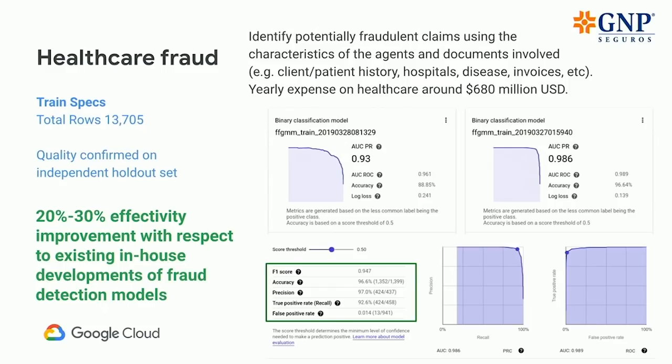Just to give you an idea, our yearly expense on healthcare claims is around $680 million. So any small percentage that we can achieve in improving detecting fraudulent claims translates directly into a lot of additional revenue to the company. So I let Carlos provide you with the highlights of this exercise.